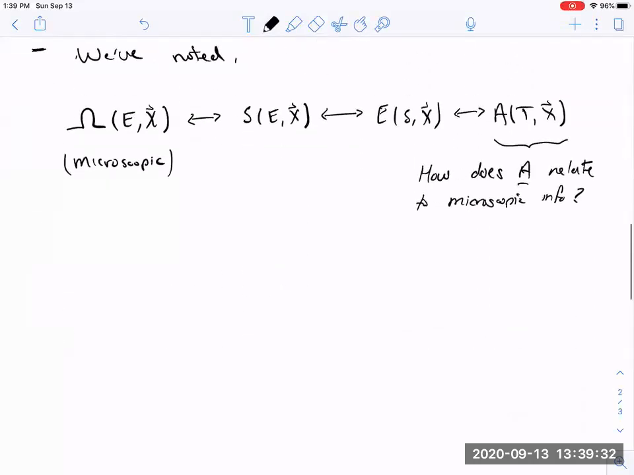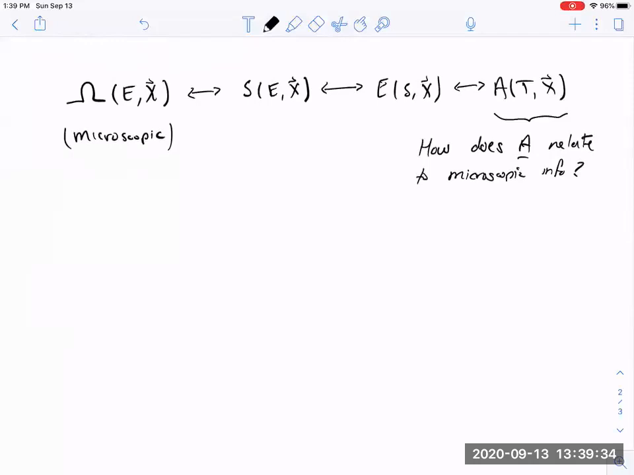Okay. So to do that, let's remind ourselves that the Helmholtz free energy, being a natural function of the temperature, easily describes a system that can, is really formulated to describe a system that can exchange energy with its surroundings.